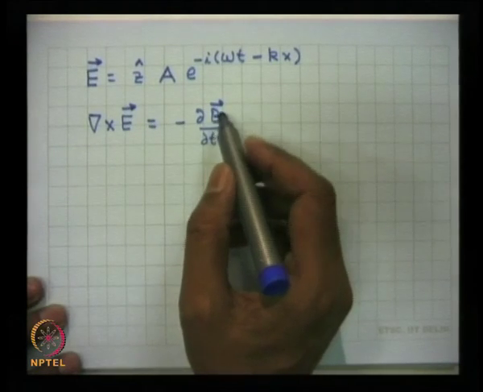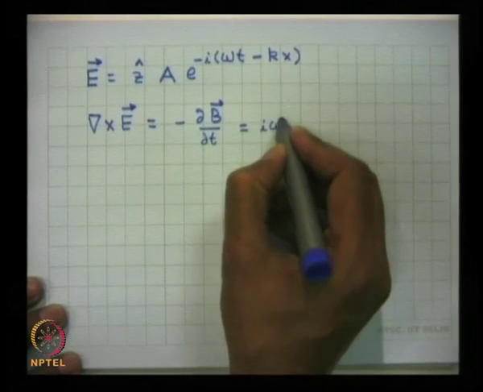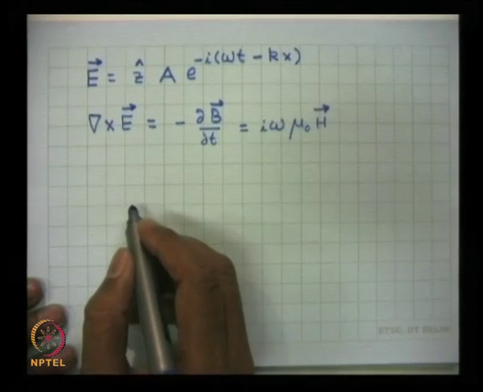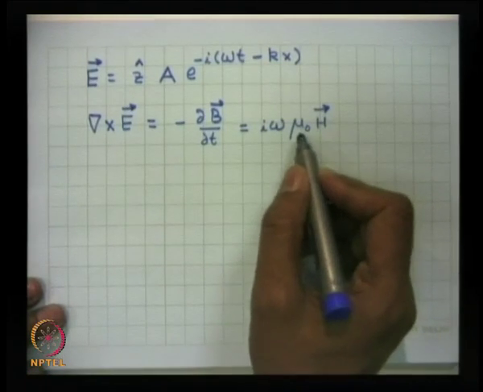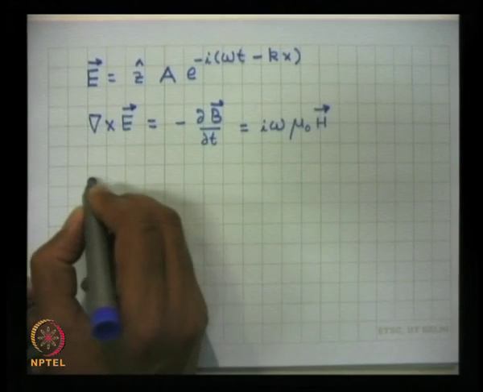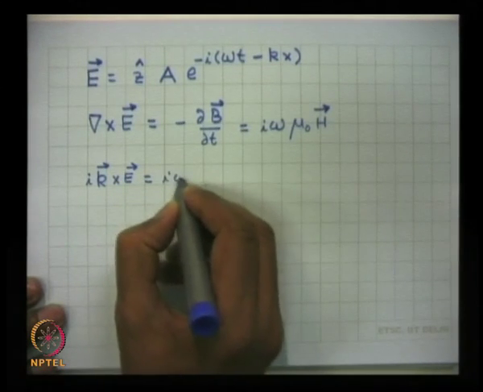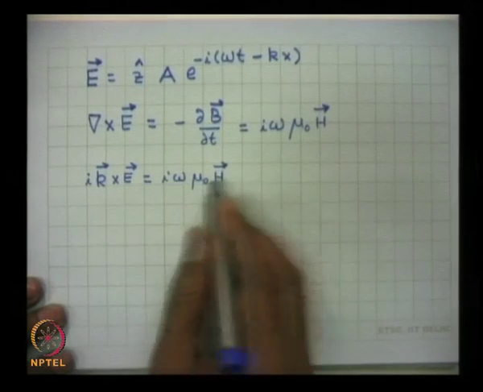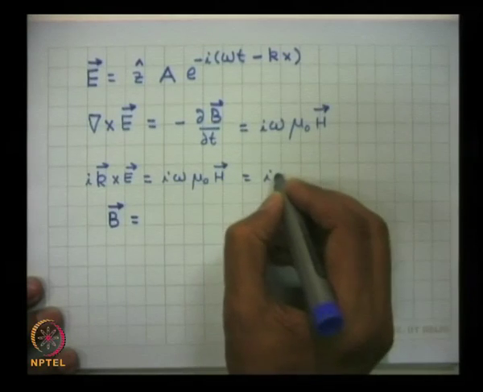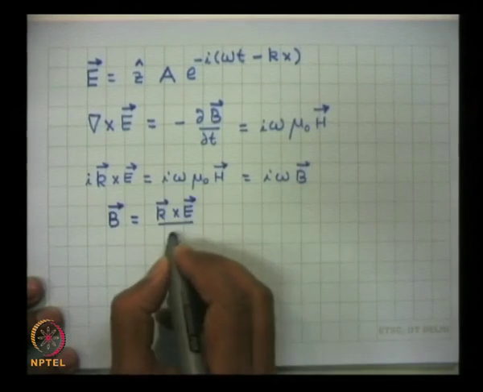So, if I take the variation of B with time like this, I can replace delta by delta t by minus i omega, and this becomes i omega into B. B is mu 0 H, where mu 0 is the free space permeability. For plasmas, the permeability remains the same as in free space. Now, this del operator I can replace by i k x cap. So, this becomes i k cross E is equal to i omega mu 0 H, or mu 0 H is B. So, what you get is, B is equal to k cross E upon omega.